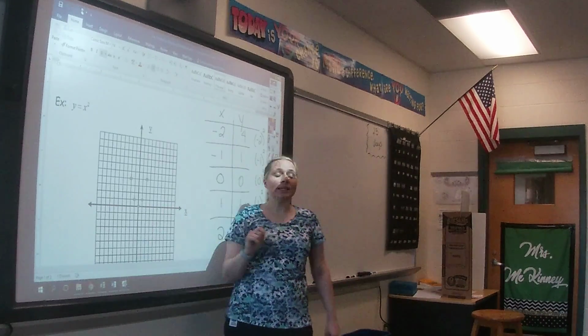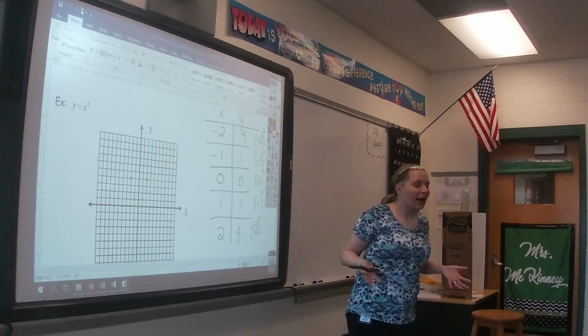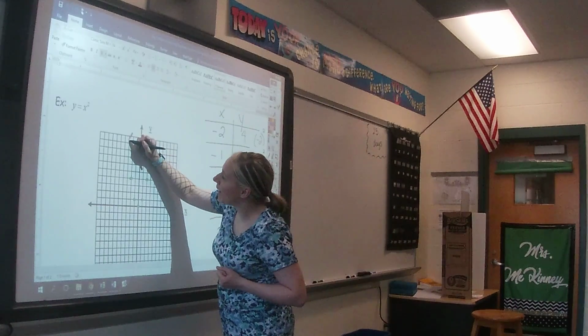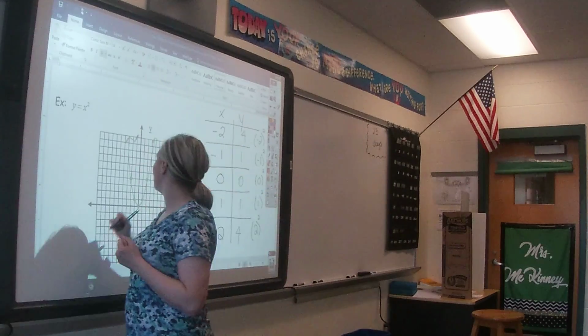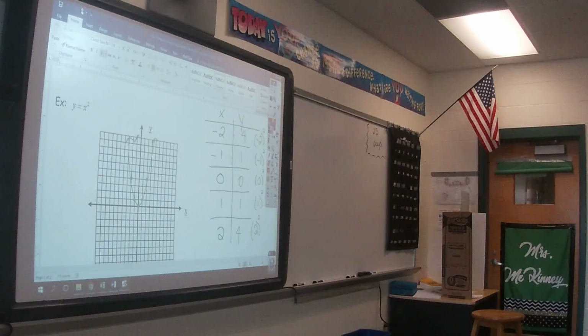Okay, and so we should recognize that this looks like a U-shaped graph, right? This looks like our parabola. We are not connecting the dots, but instead we've got this sort of curved thing that continues up.